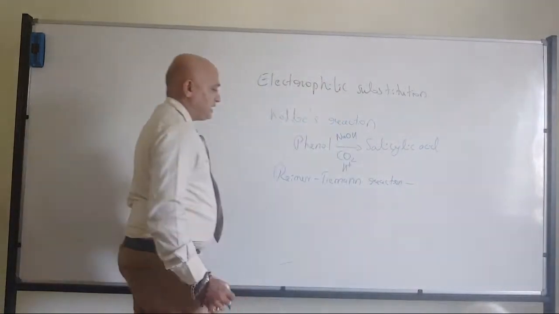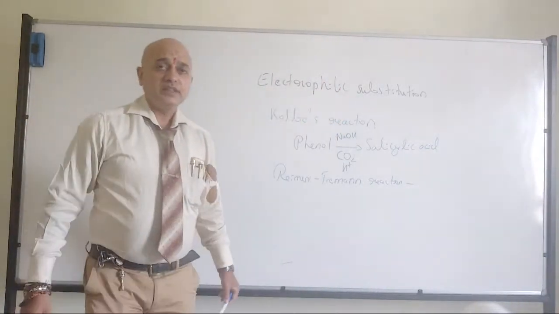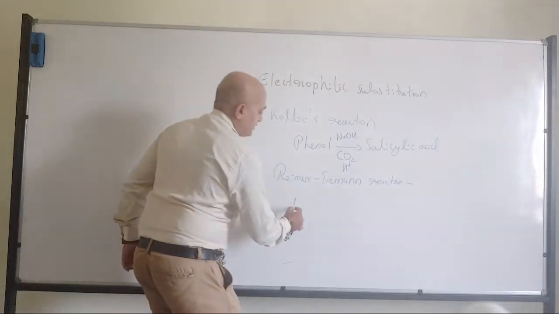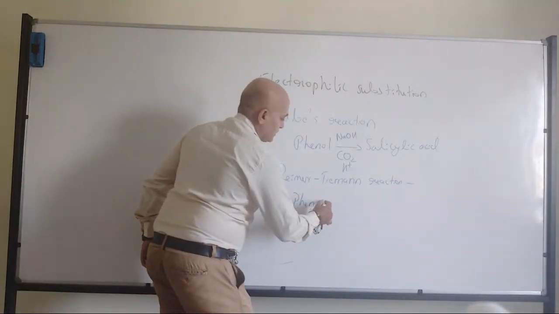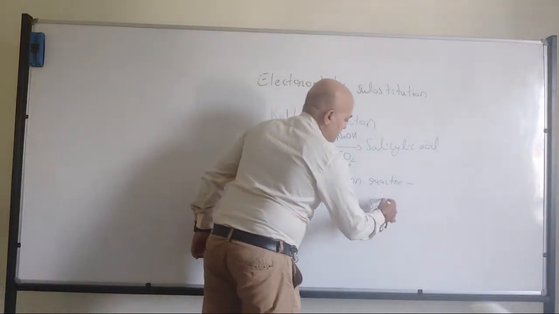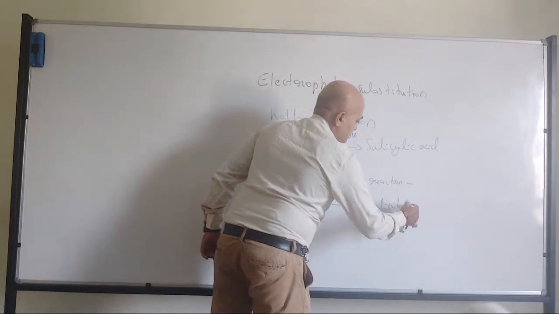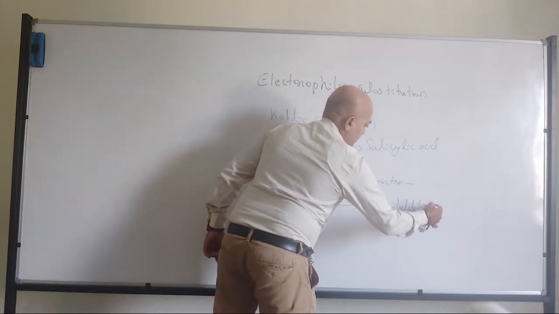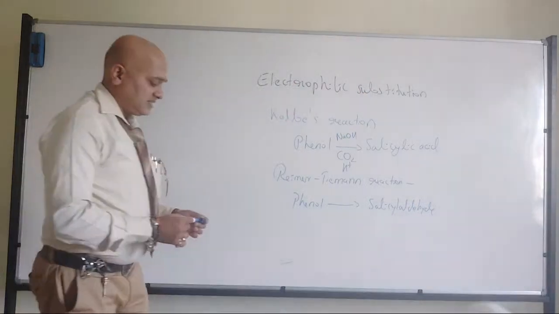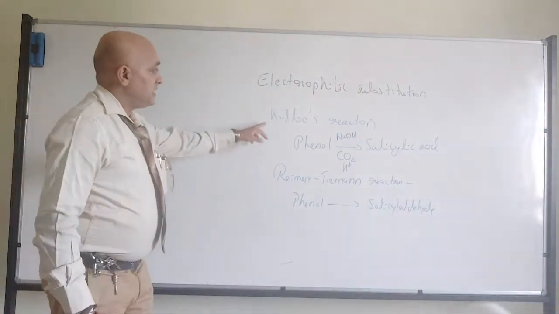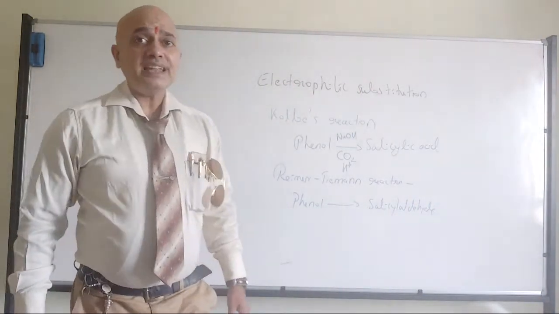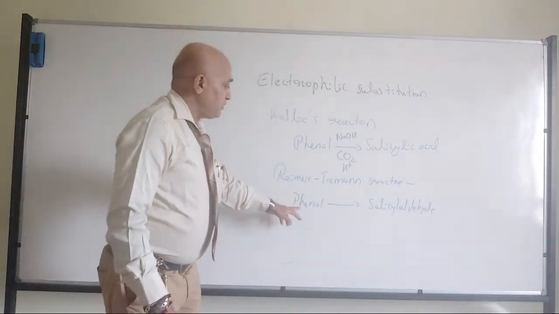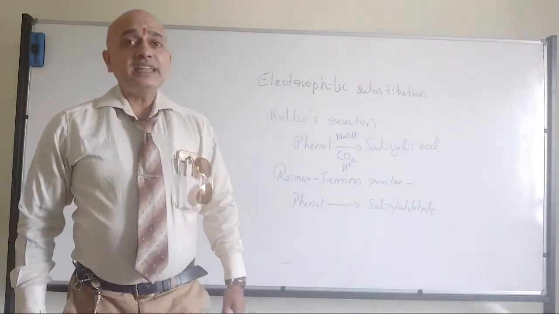Reimer-Tiemann reaction, another important reaction. So in this case, what will happen? Phenol will be converted into salicylaldehyde. Right? Phenol will be converted into salicylaldehyde. So here phenol is getting converted into salicylic acid, but here phenol will get converted into salicylaldehyde.